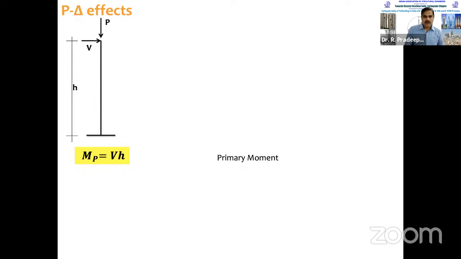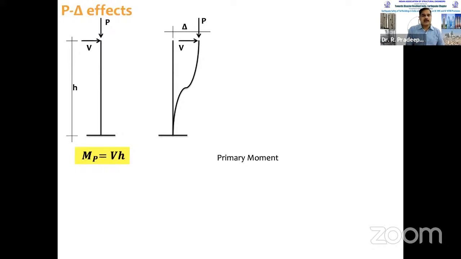Now, because of this primary moment, the lateral deformation is delta. There are three cases here: less lateral deformation and less axial strain, more lateral deformation and large strain, and less lateral deformation and less axial strain. So these are the cases.